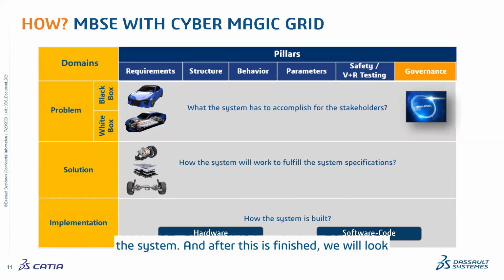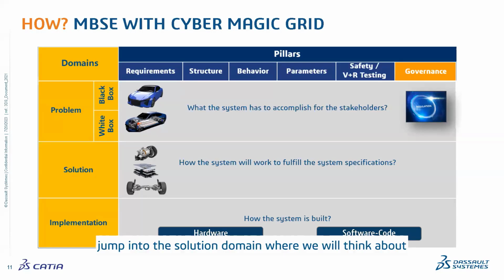And after this is finished, we will look into the system once again in the white box perspective. So really thinking about what is inside of the system in order to make the outputs and the inputs flow to each other as specified before in the black box. And after the problem domain is described, we actually have a very good view about our product that we will need to accomplish for the stakeholders.